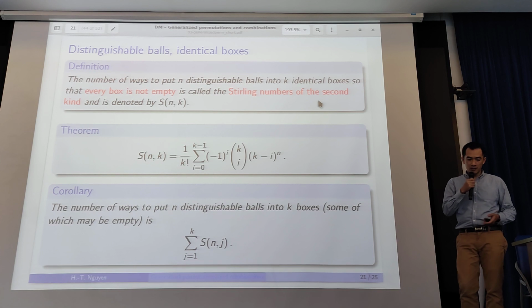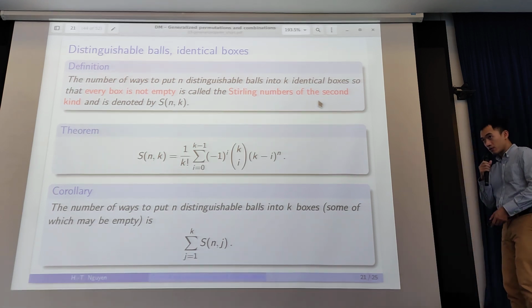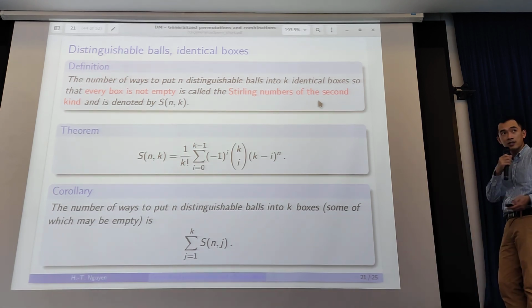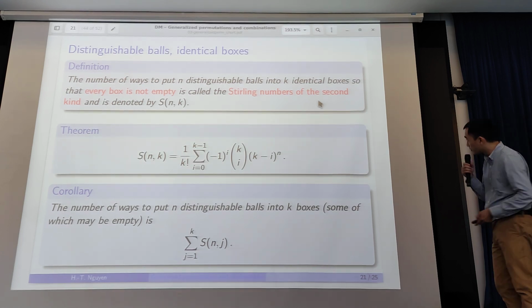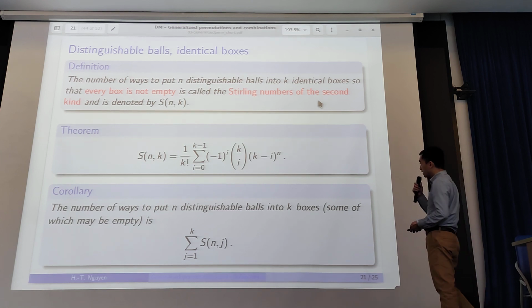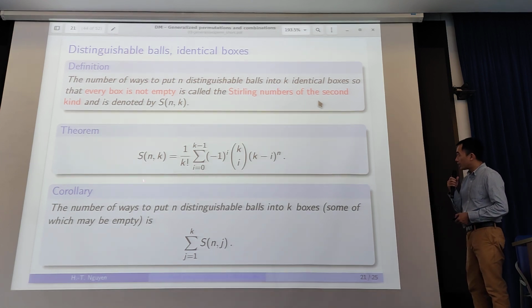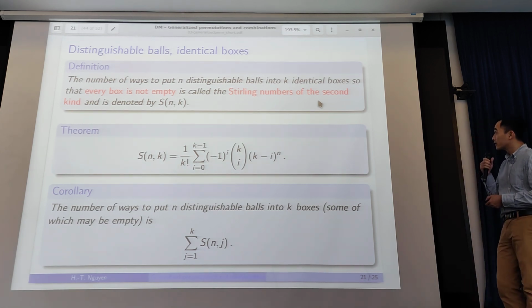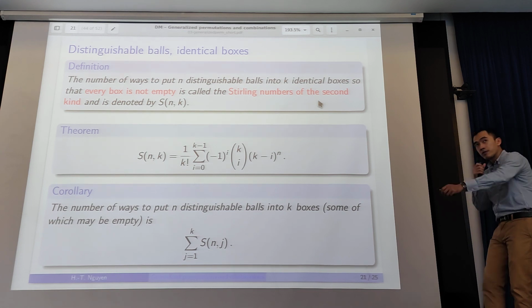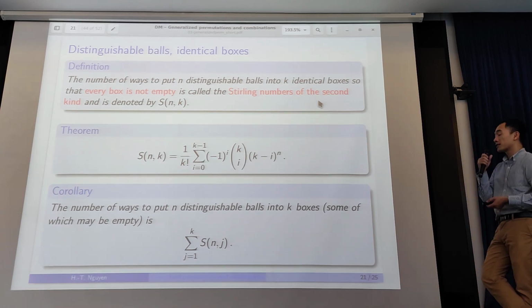We have the number of ways to distribute the balls into the boxes calculated by what we call the Stirling numbers of the second kind, denoted by S(N, K). And you are given a closed form formula to calculate the Stirling numbers of the second kind corresponding to N balls and K boxes. Remember that for Stirling numbers of the second kind, we demand that the boxes are not empty.